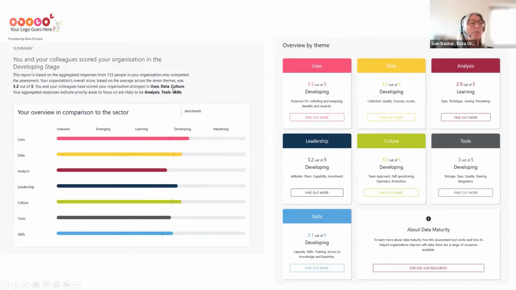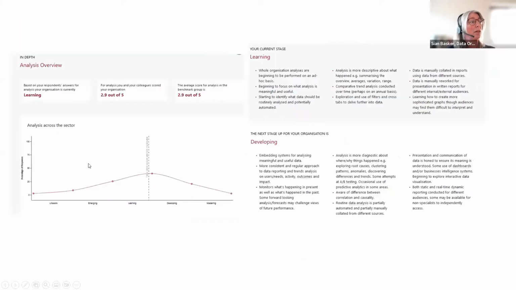It's highlighted the areas where the organisation is stronger. So this organisation is strongest in uses and data and culture, and it's a little bit on the weak side around analysis, tools and skills. Then you can drill into all of those areas and look in more detail about how the organisation scored compared to benchmarks. And it will describe a bit more of where the organisation's at and where it's going.